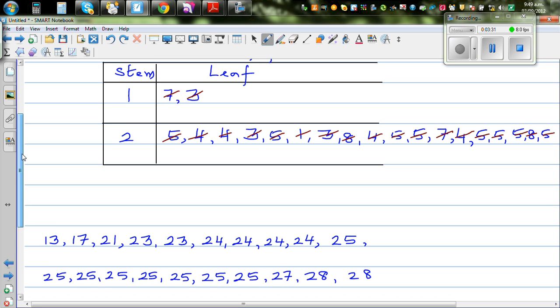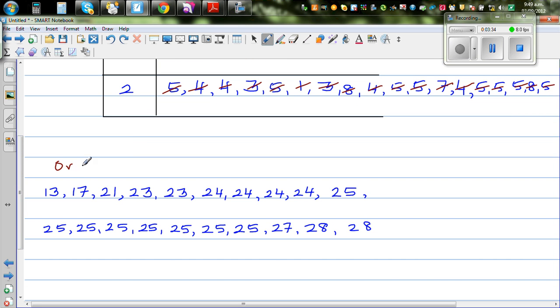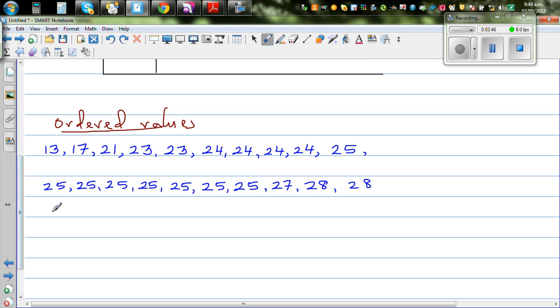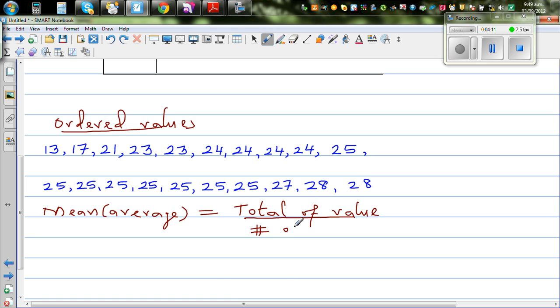These are the ordered values. I've ordered them from the lowest to the highest. Now, what is the mean? The mean is the average. I hope you know how to find the mean: you add them up and divide by the total number of values. This is the formula, and it's good to write it down: the total of the values divided by the number of values.